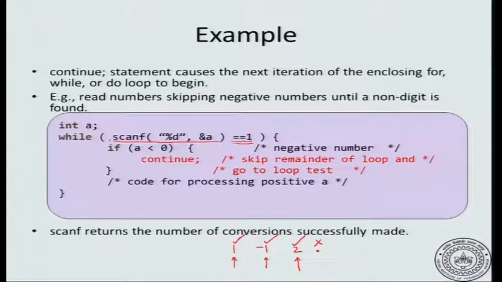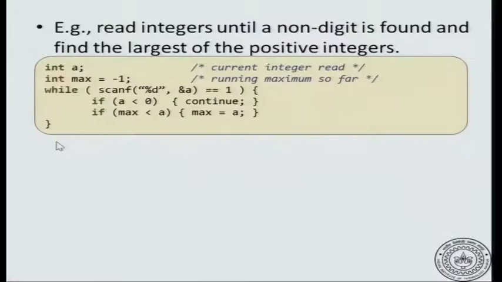So while you have read a number, you examine whether it's a positive number. If it is a negative number, that is if a is less than 0, then you say continue, which is saying that I don't need to execute the remaining part of the loop. So this part of the loop will be skipped if a is less than 0. Continue means go from here and start executing the next iteration of the loop. Let's go ahead and complete the code.